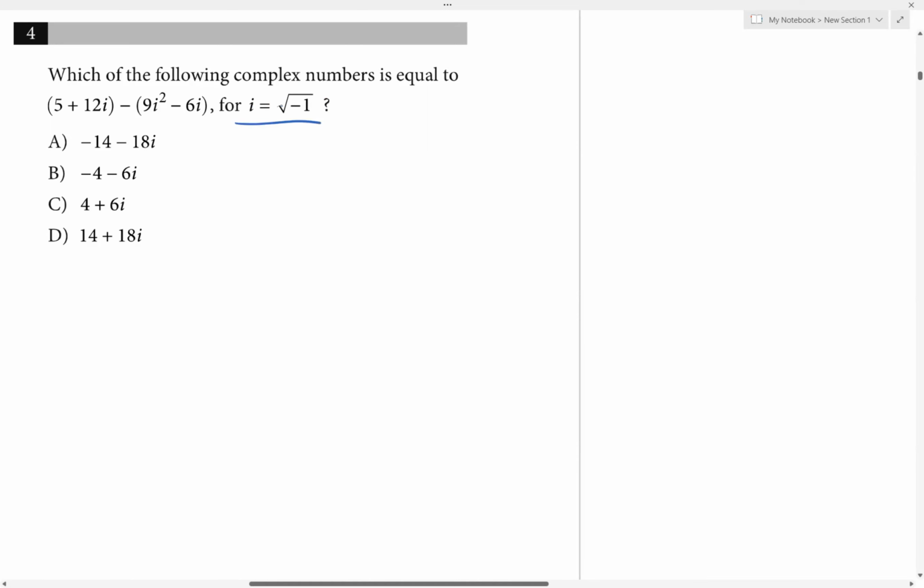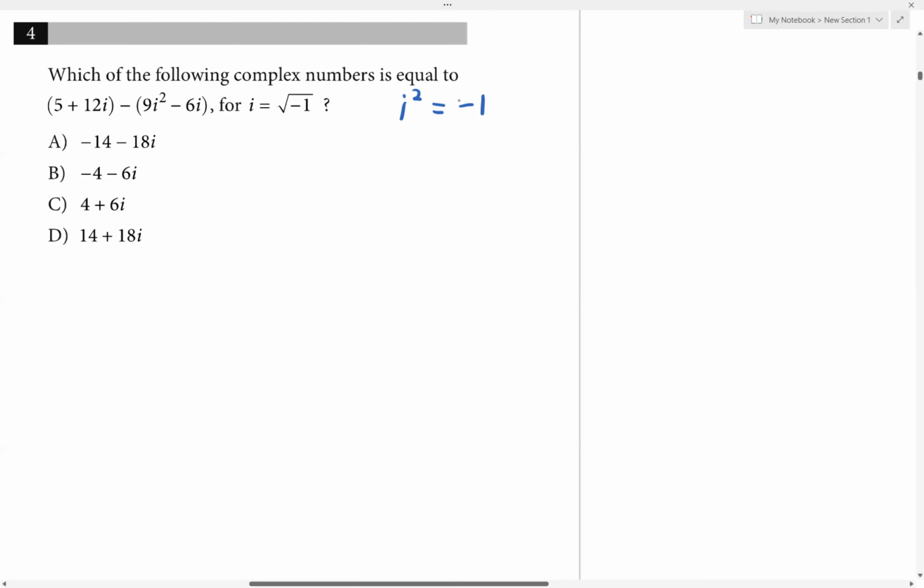So this is the definition for the imaginary number: i is always equal to the square root of negative 1. Another thing we want to keep in mind is that if we square this, we get i squared, which is the square root of negative 1 squared. The square and the square root cancel, so i squared is actually just equal to negative 1.